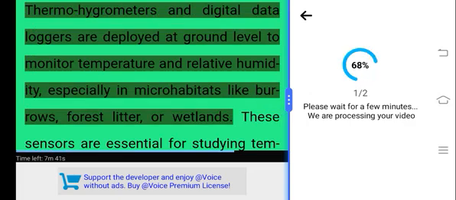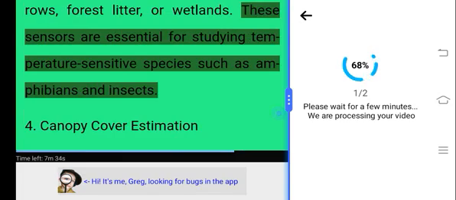Thermal hygrometers and digital data loggers are deployed at ground level to monitor temperature and relative humidity, especially in microhabitats like burrows, forest litter, or wetlands. These sensors are essential for studying temperature-sensitive species such as amphibians and insects.